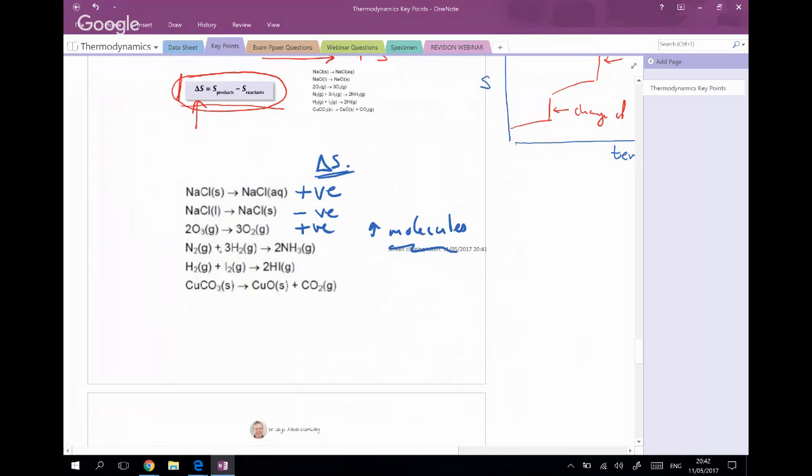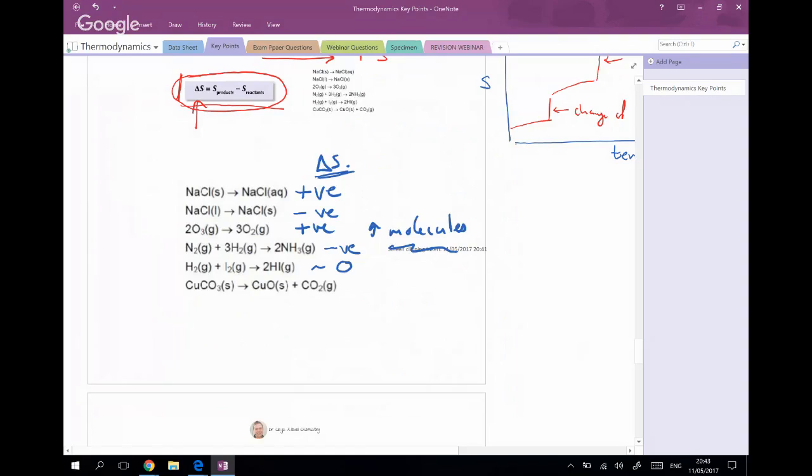Between N2 plus 3H2 going to 2NH3, we've got more molecules on the left-hand side than we do on the right-hand side. We're all in the gaseous state, so this one, we would have a negative entropy value. In the hydrogen gas with the iodine gas going to form 2HI, in this case there would be a change in entropy because the different ways that we can orientate the molecules probably in the reactants would be slightly greater. However, this is going to be extremely small and it's probably going to be roughly 0.